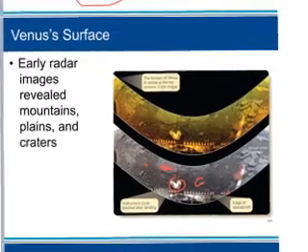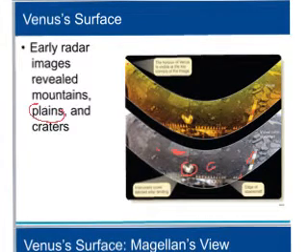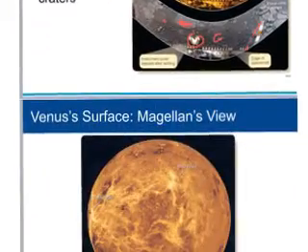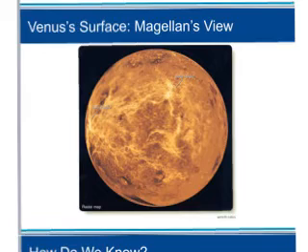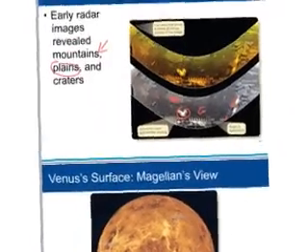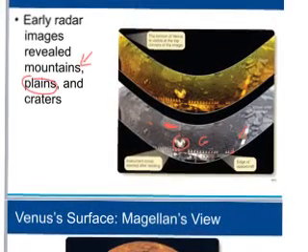There are parts of the surface that would be plains, but Venus also has mountains and craters. The Magellan spacecraft was a NASA effort, and that spacecraft characterized the surface of Venus pretty well. I'm sorry, I forgot to mention in the last image, the one right over here, that actually was from the Venera 13 lander from NASA.